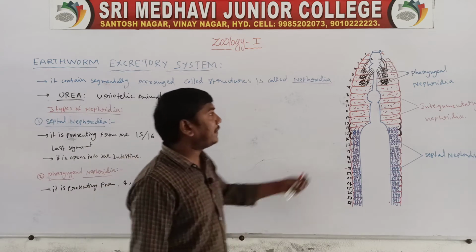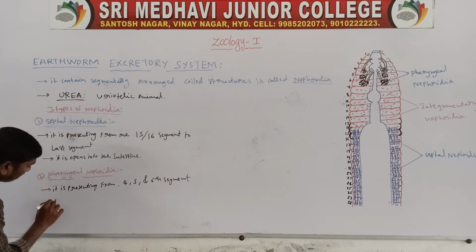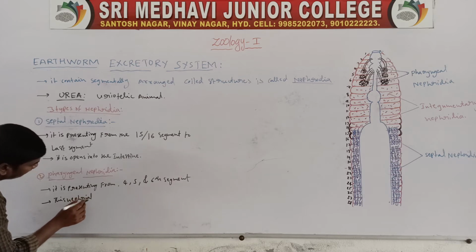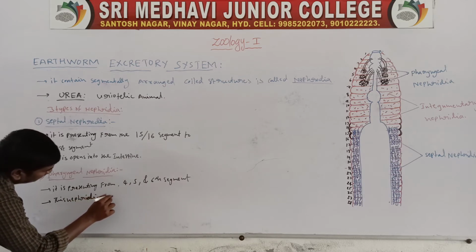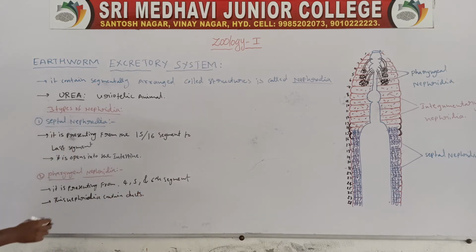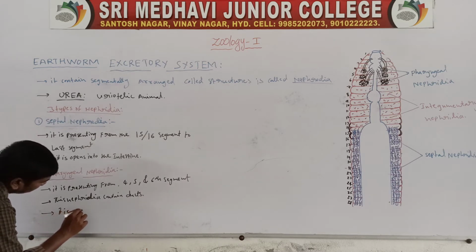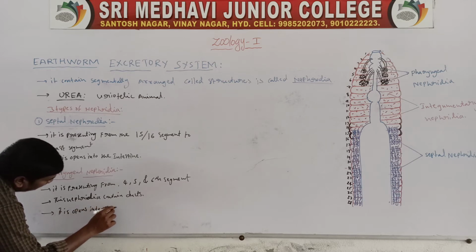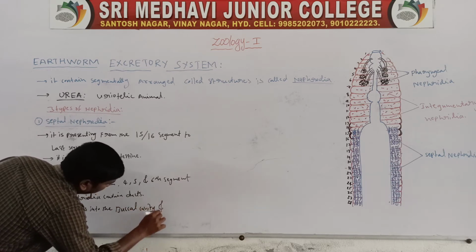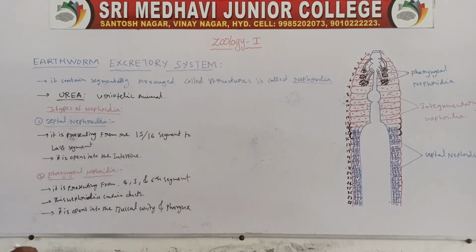These nephridia contain ducts. These ducts open into the buccal cavity and pharynx.